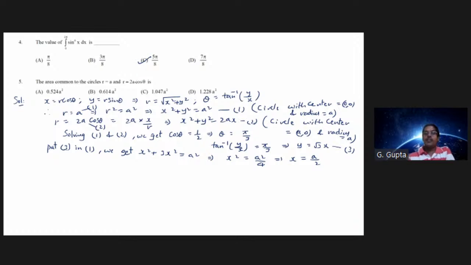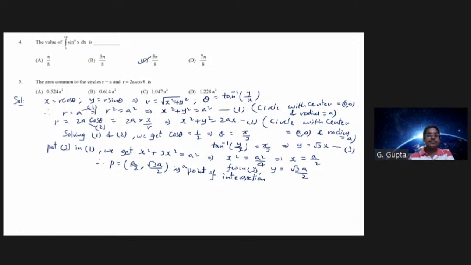So from 3, y is equal to root 3a by 2. So therefore P is equal to a by 2 comma root 3a by 2, which is a point of intersection. Another point of intersection is there, but I don't need that other point of intersection. My assumption is correct or not.